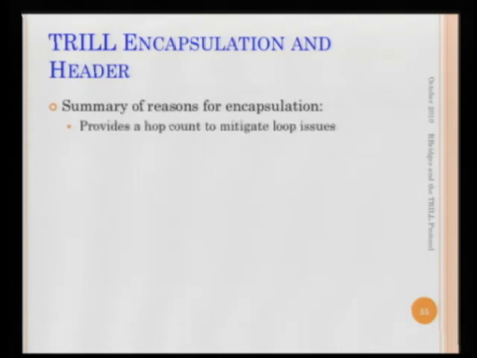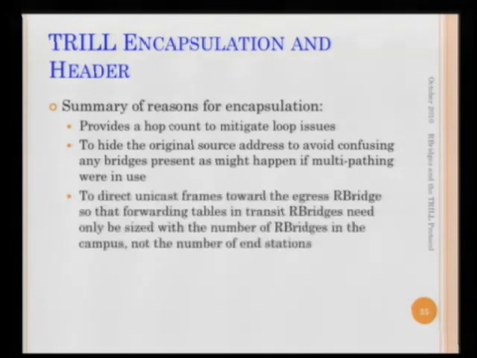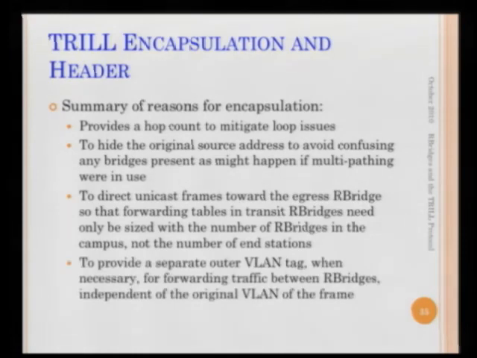So this encapsulation does lots of good things. You provide the space for the hop count, and it lets you hide the original source address, so when you're doing multi-pathing, you don't get confused bridges seeing things coming from different directions with the same source address. It gets the frames towards the egress and permits you to decrease the size of the forwarding tables. They only have to look up the nickname of the egress RBridge. And it provides a place where you can use this outer VLAN tag, which you might need.